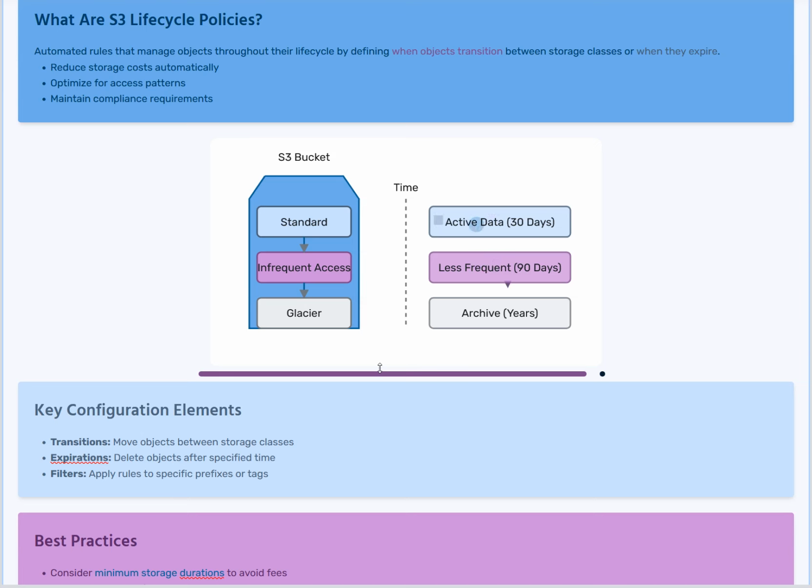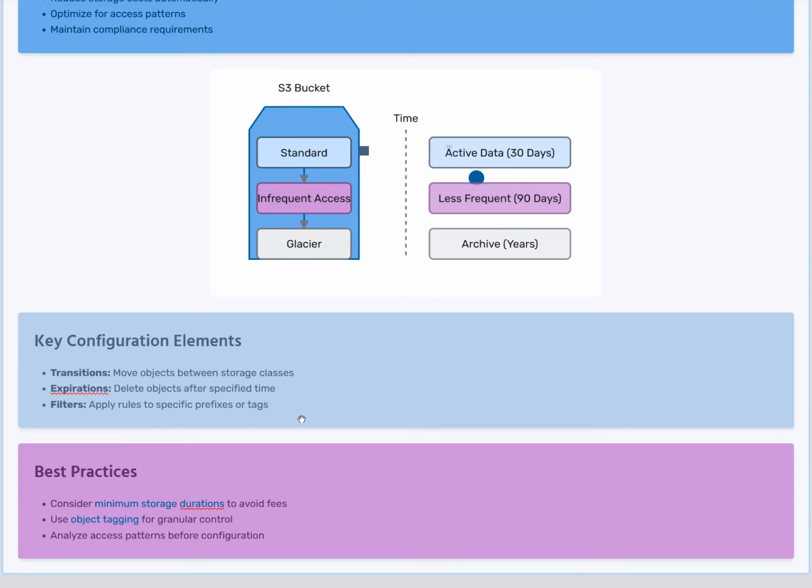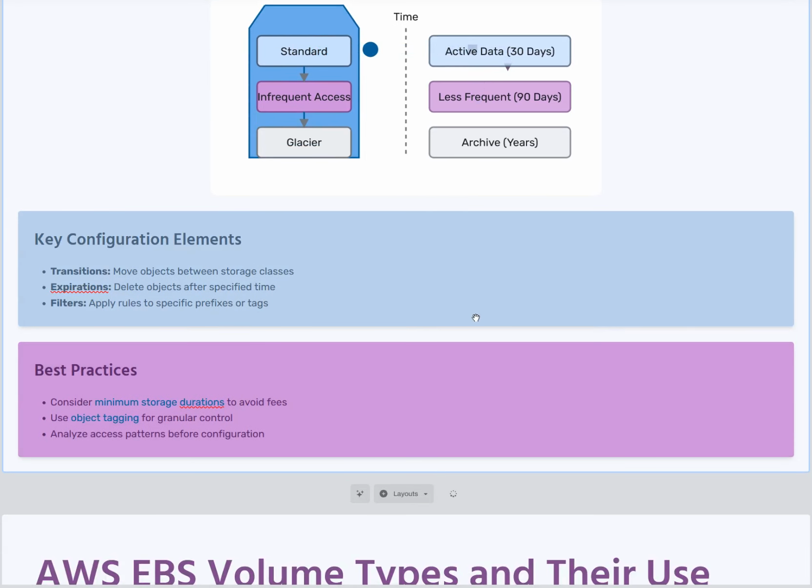This is what we can configure automatically. We don't need to go into the standard class and check that this object is now 30 days old and this object is 28 days old, it will happen automatically. So the key configuration elements are transitions, which move objects between storage classes, for example standard to infrequent access to Glacier. And then expiration, which deletes objects after a specified time. We can also set them to be deleted automatically.